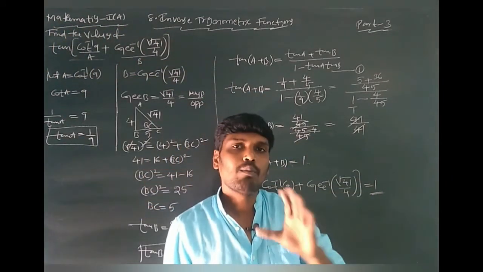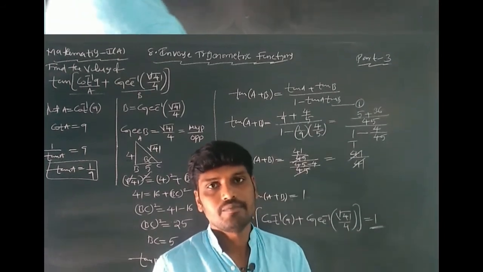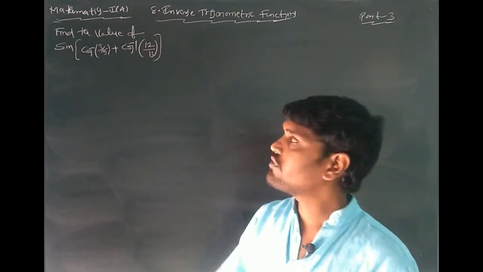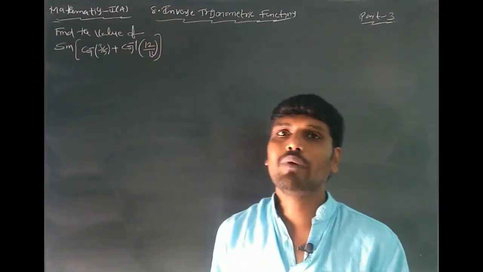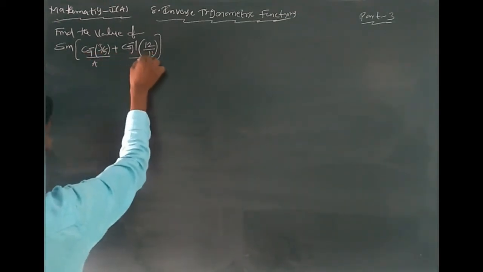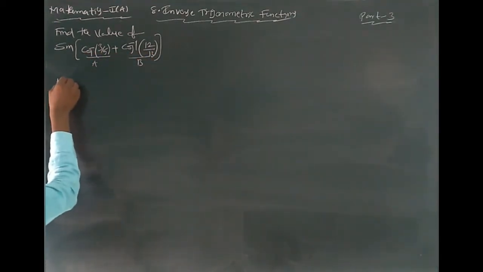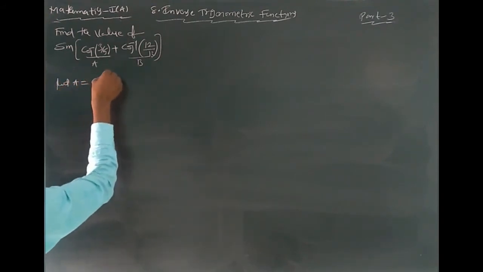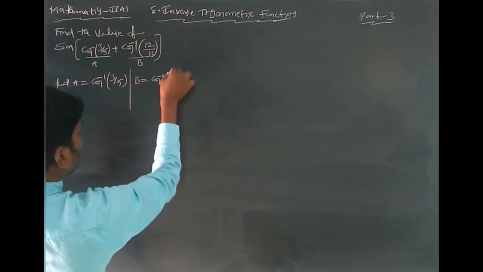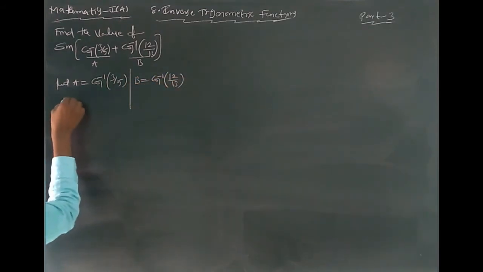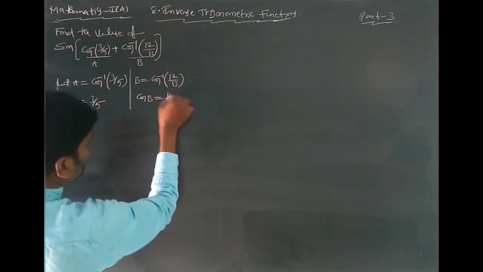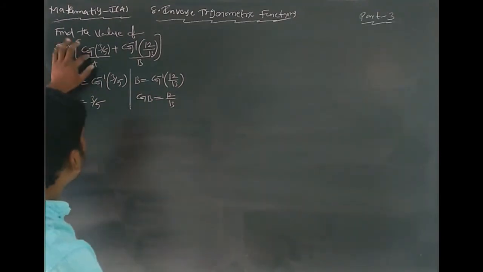In this model problem also we come into the exam. Find the value of sine of cos inverse of 3 by 5 plus cos inverse of 12 by 13. In this problem, first you have to take this one as A, this one as B. Put A equal to cos inverse of 3 by 5. B is equal to cos inverse of 12 by 13. Then cos A is equal to 3 by 5. Then cos B is equal to 12 by 13.